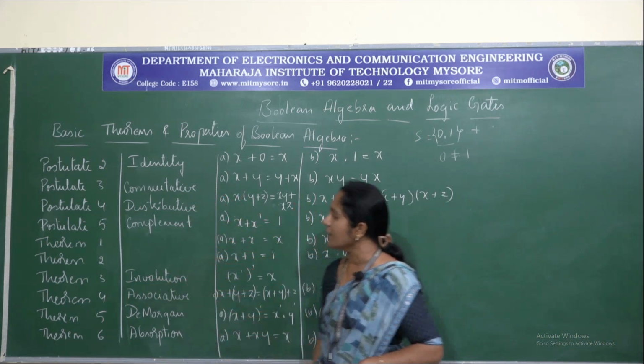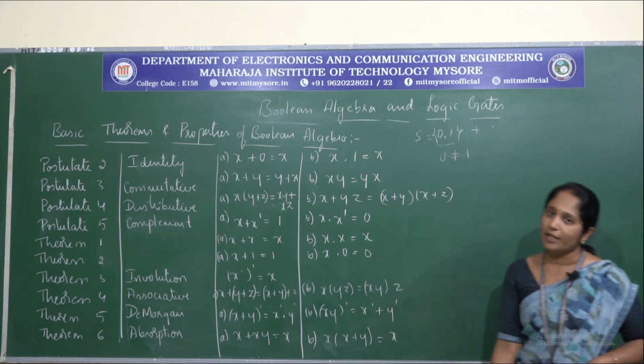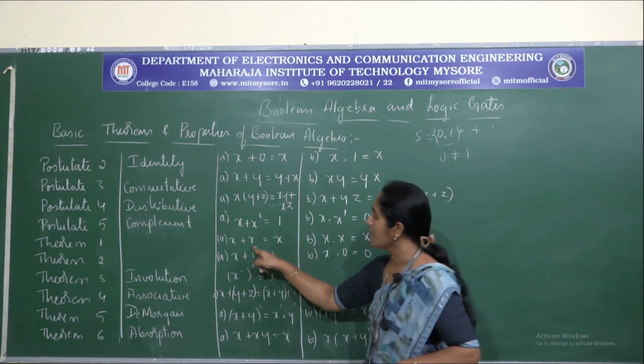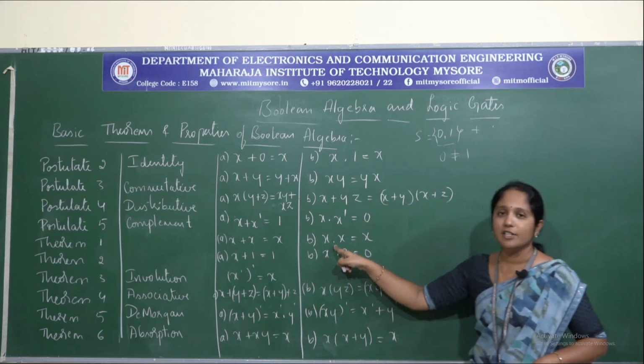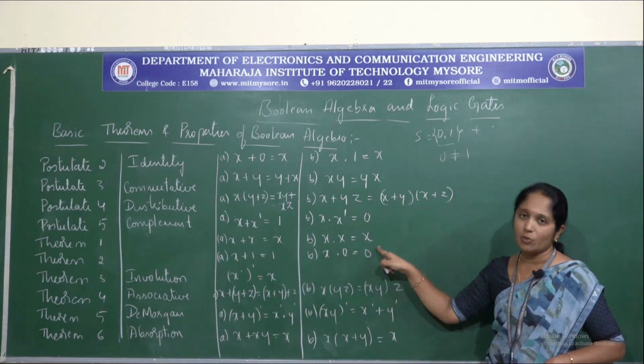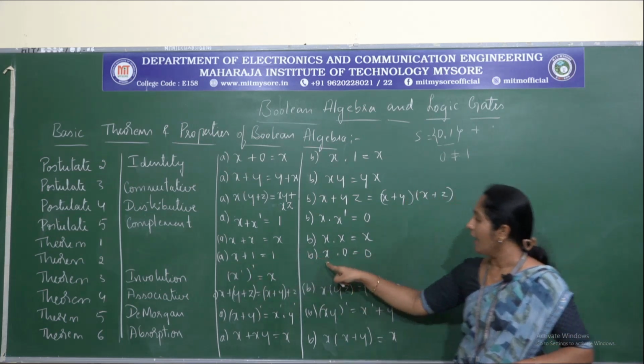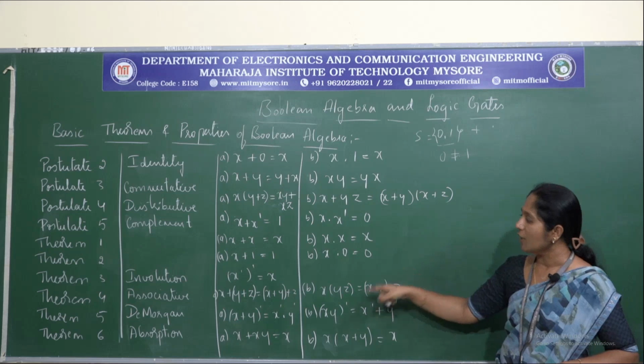Next let us see the theorems we have in Boolean algebra. Theorem 1 says that x plus x is equal to x, and the other version is x dot x is equal to x. The next theorem is x plus 1 is equal to 1 and x dot 0 is equal to 0.